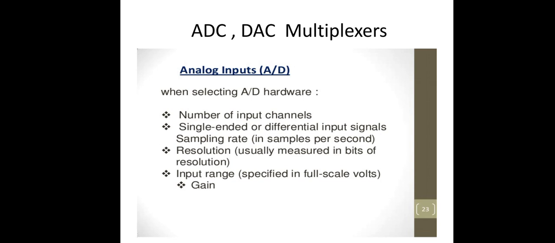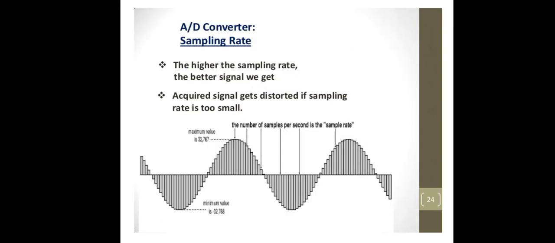When selecting the analog to digital hardware, consider the number of input channels, single-ended or differential input signals, sampling rates, resolution and the input range. In the analog to digital converter, first there is the analog signal. Then it is sampled, with signal conditioning and sample and hold circuits, and the output of the sampling circuit is in digital form.